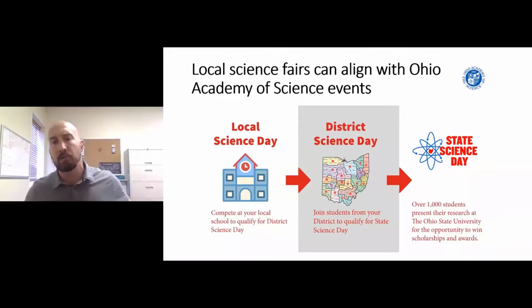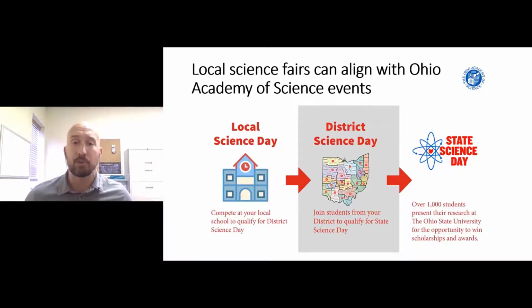In the state of Ohio, those events are managed by the Ohio Academy of Science. Local science fairs are allowed to feed into larger events on a district level. Those are referred to as district science days. Those district science days occur across the state, typically in March. And those district events will feed into a larger state science fair event called the State Science Day. These events are managed by the Ohio Academy of Science.